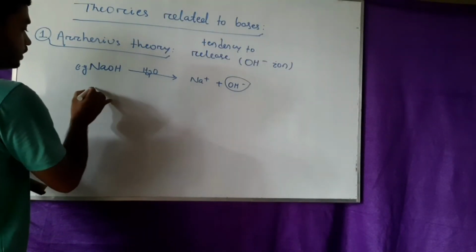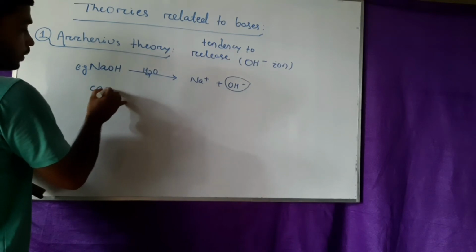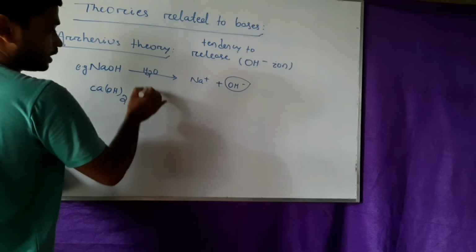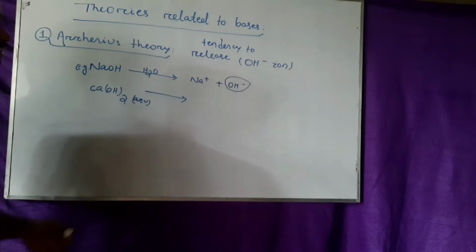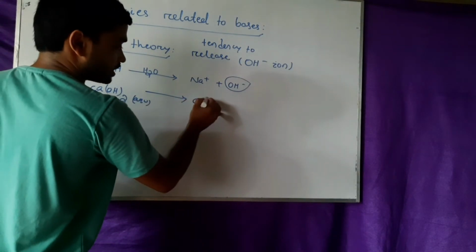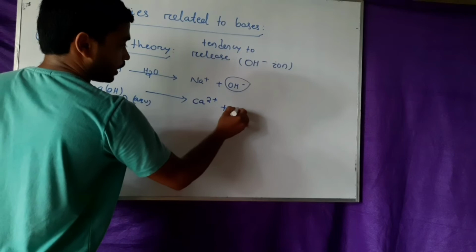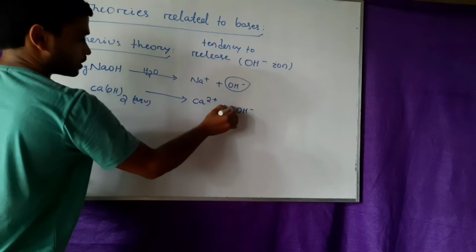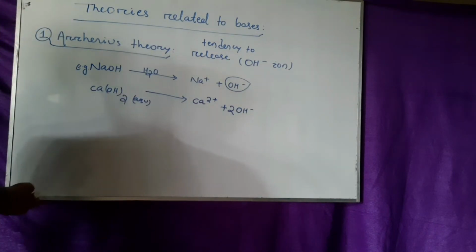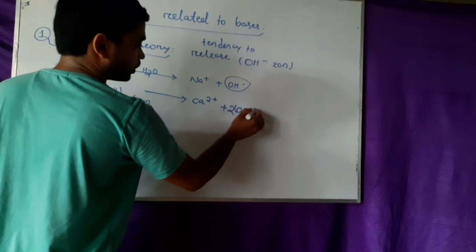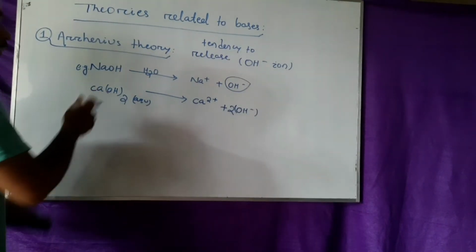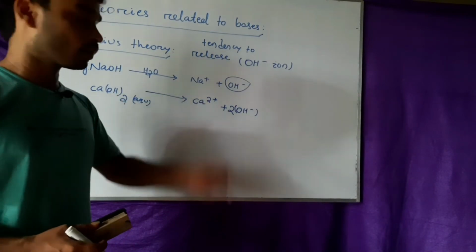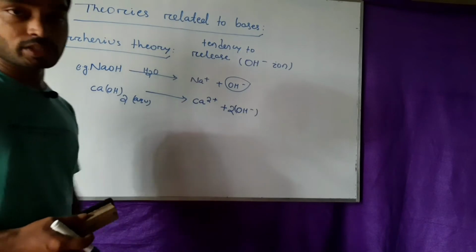Similarly, Ca(OH)2, calcium hydroxide, in its aqueous medium produces calcium ion along with hydroxide ions. To balance it, you need two hydroxide ions. In this way, all the hydroxide releasing compounds in polar solvent medium are called bases according to the Arrhenius theory concept.